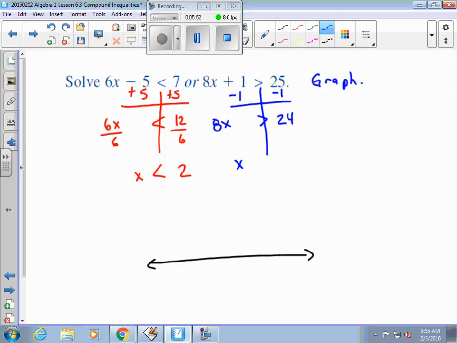Then in order to get x by itself, divide by 8 since it's multiplying by 8. When you do it to the left, do it to the right. 24 divided by 8 is 3. And again, we divided, but it was by a positive number, so you do not reverse the symbol.